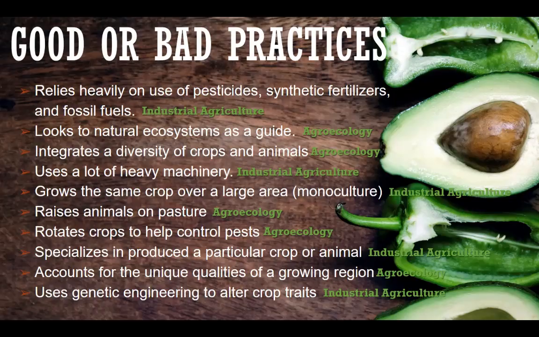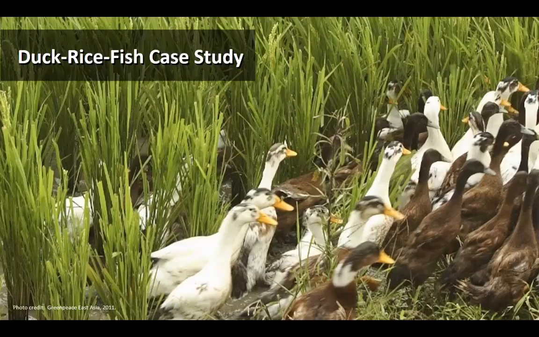All right. So the last thing I want to go over is I want to just kind of preview what the assignments are for today. First one is going to be looking at the duck rice fish case study. This was really a technique used by Takeo Furuno, a Japanese farmer, and he tried to mimic natural systems as he went ahead and grew rice.